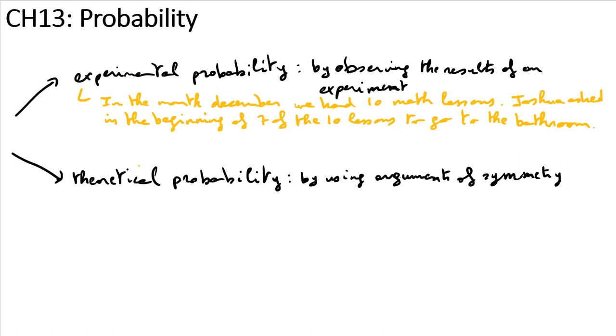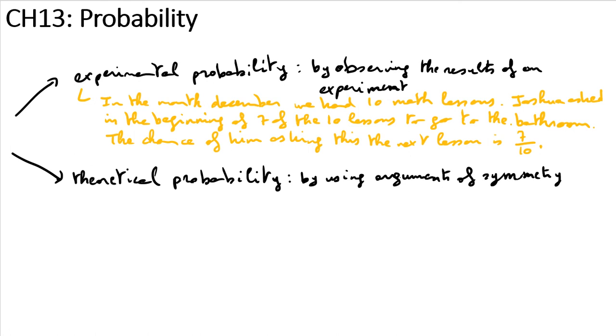The chance of him asking this again will be 7 over 10. So the chance of him asking this the next lesson is 7 out of 10. How did I find this answer? I did that by observing the experiment. So the experiment in this case is the month December. So we had 10 lessons and Joshua asked in the beginning of 7 of the 10 lessons to go to the bathroom. So 7 out of 10.